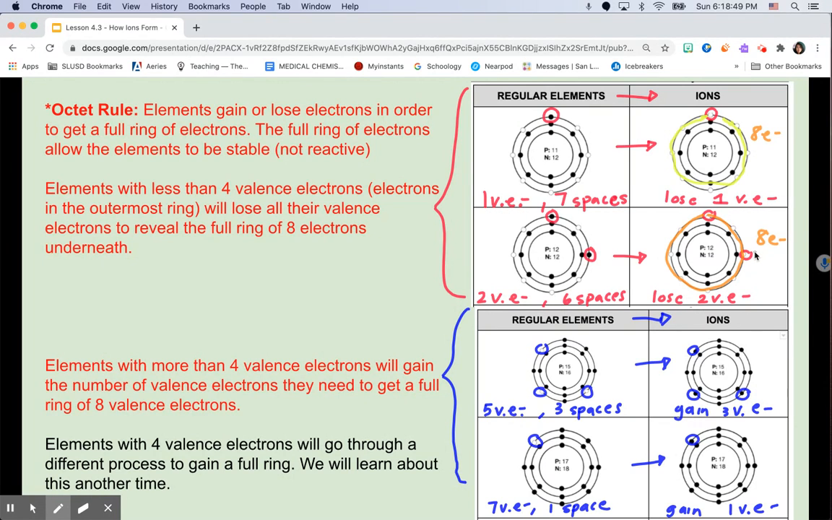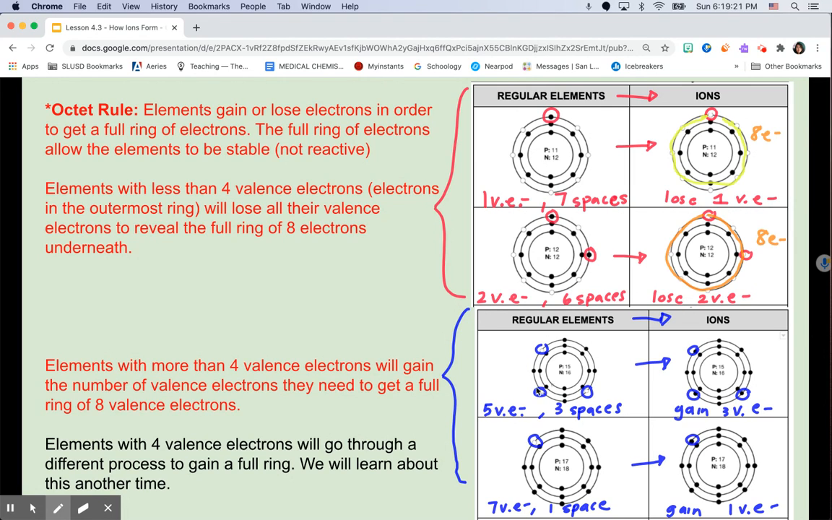So notice that every single time, any element with less than 4 valence electrons total will lose all of their valence electrons and reveal the full ring of 8 electrons underneath. So whenever you have less than 4 valence electrons, they will give away all of the valence electrons they have. Right? Let's look at this next scenario instead.